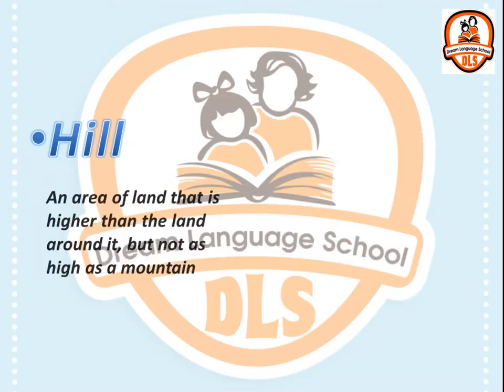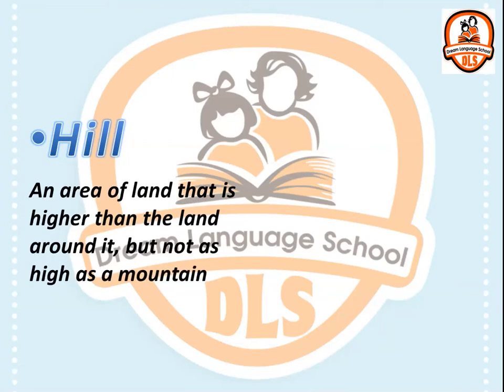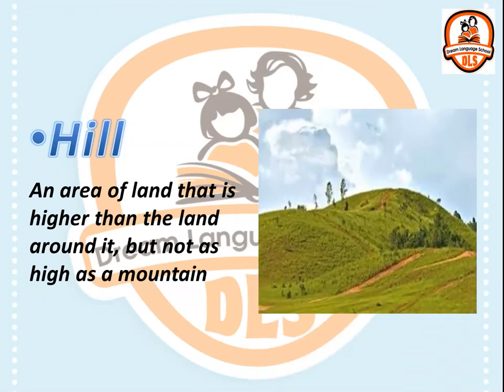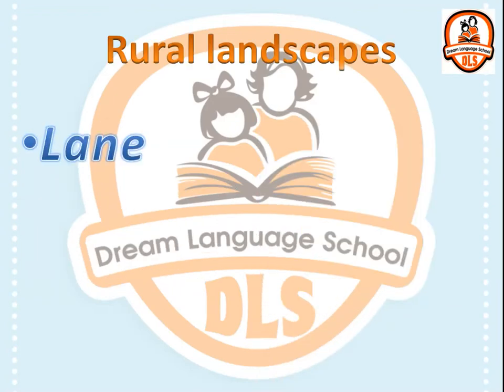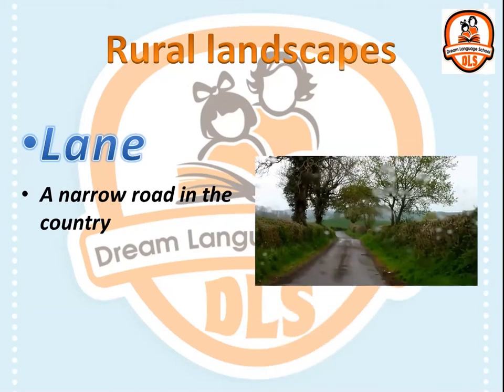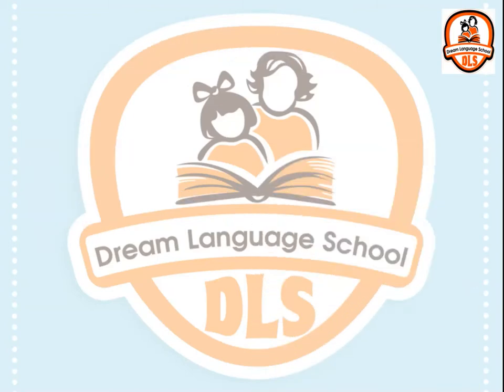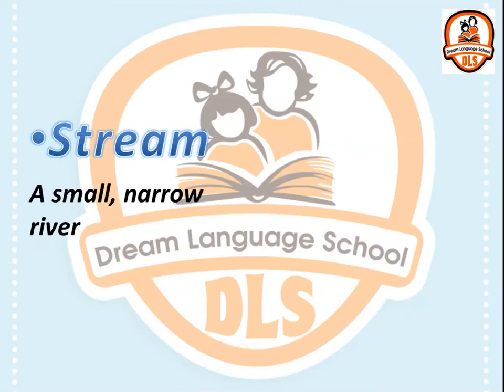Hill: an area of land that is higher than the land around it, but not as high as a mountain. Lane: a narrow road in the country. Sometimes we say a parking lane. Stream: a small narrow river.